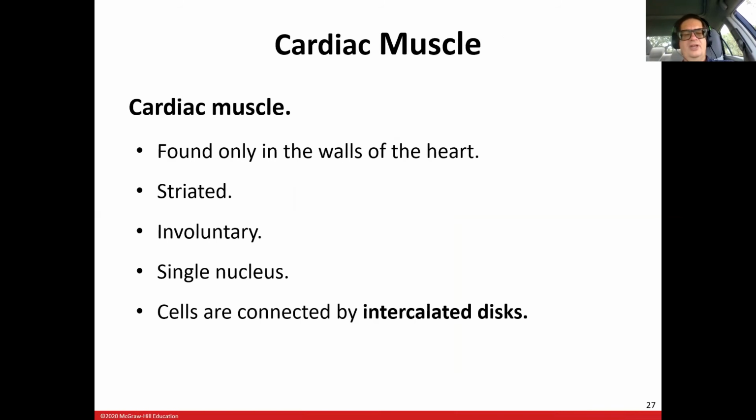Now, cardiac muscle is in one spot. It's the heart. It's striated, like I said, with lots of branching. It's involuntary. That means we can't control it.